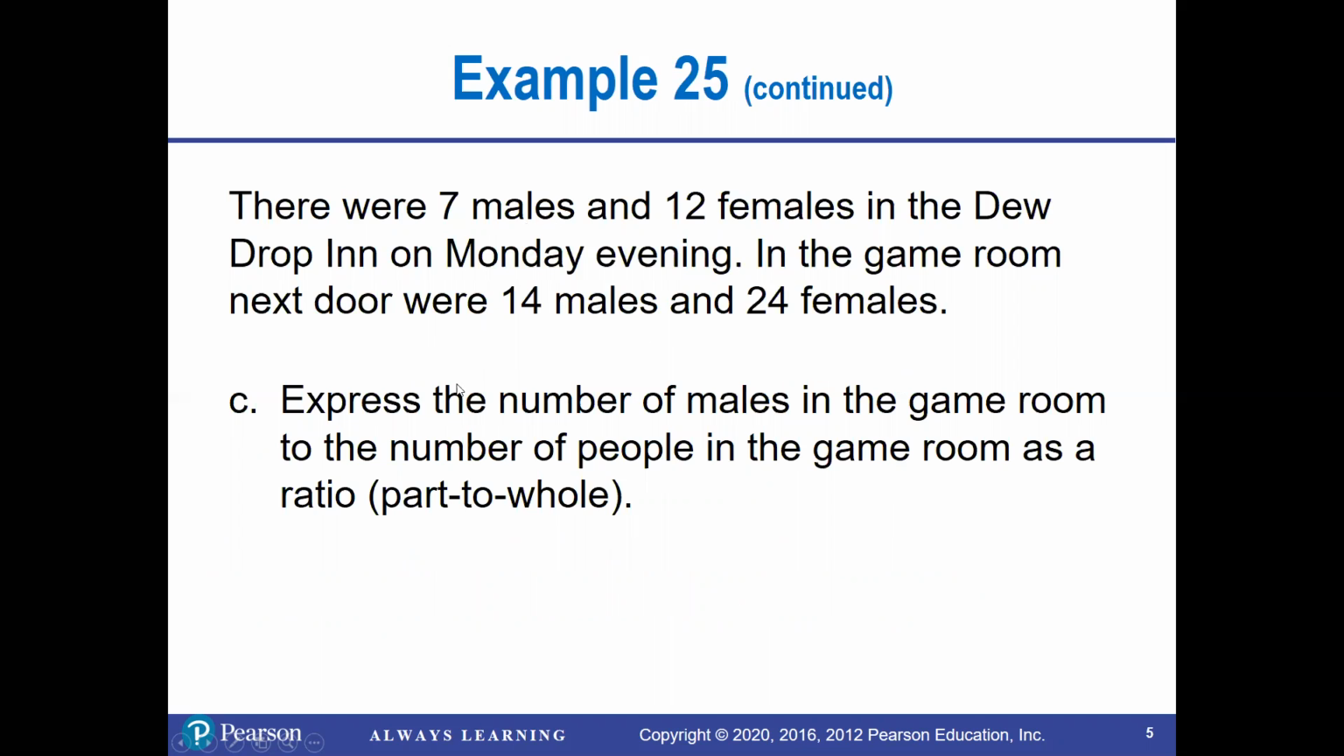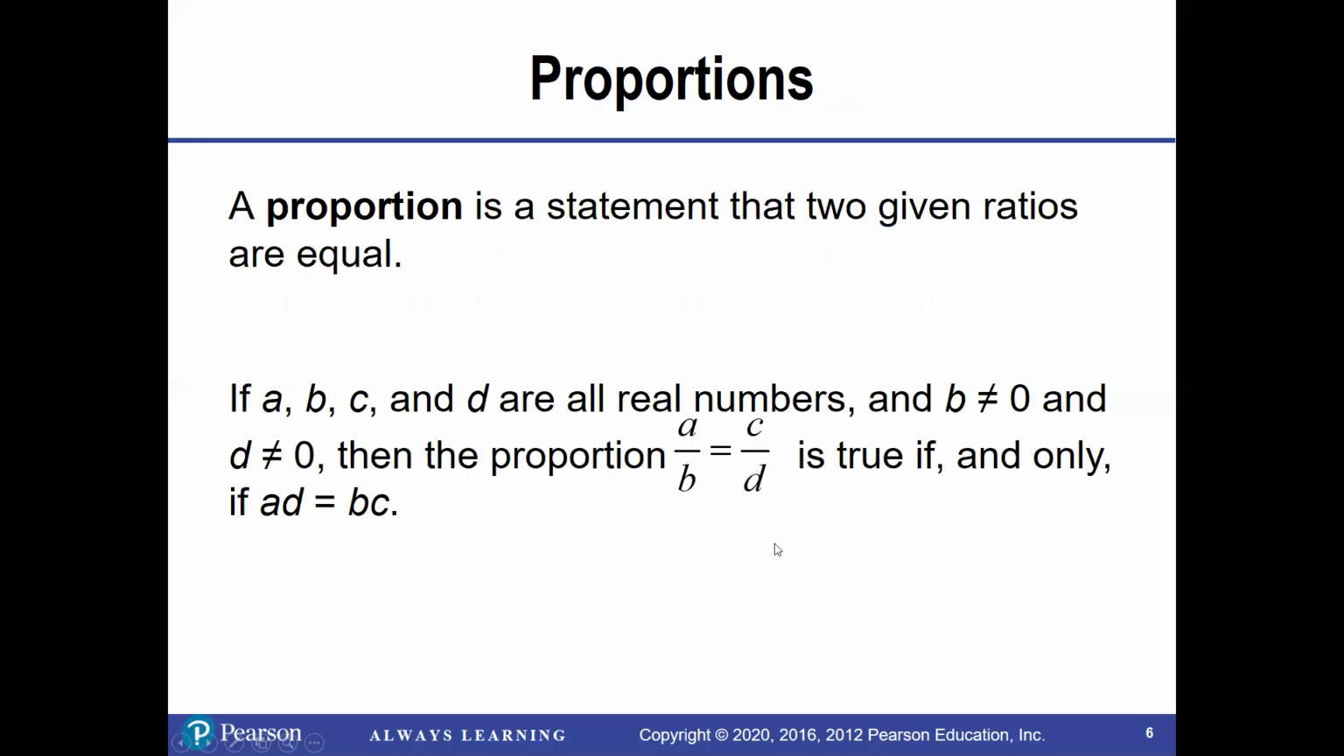Here's the same problem. Express the number of males in the game room to the number of people in the game room. How many males in the game room? 14. There are 24 females, but how many people? All these males and females are people, right? And not male dogs or male cats or whatever the case may be. So we'd have 14, and the total number of people would be 38. So I'd get 14 over 38, or 7 over 19, or 7 to 19 as a final answer.